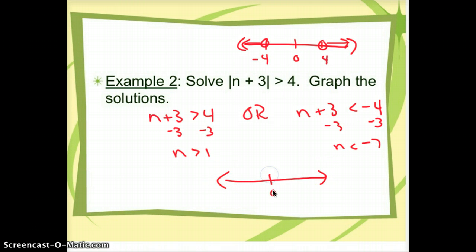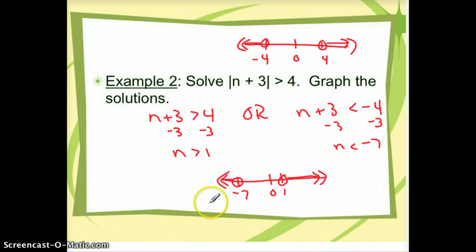So I've got 0, I've got 1, I've got negative 7, and I'm going to say n is greater than 1, so that's open circle on 1 going right, or n is less than negative 7, open circle on negative 7 going left. And I'm going to check a number just in one of those areas.